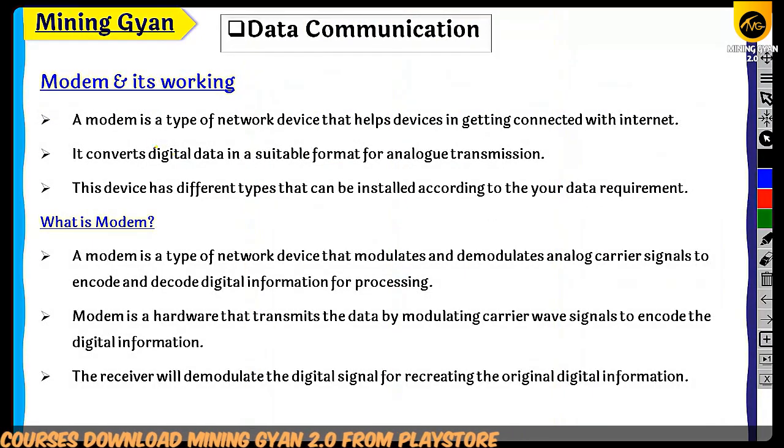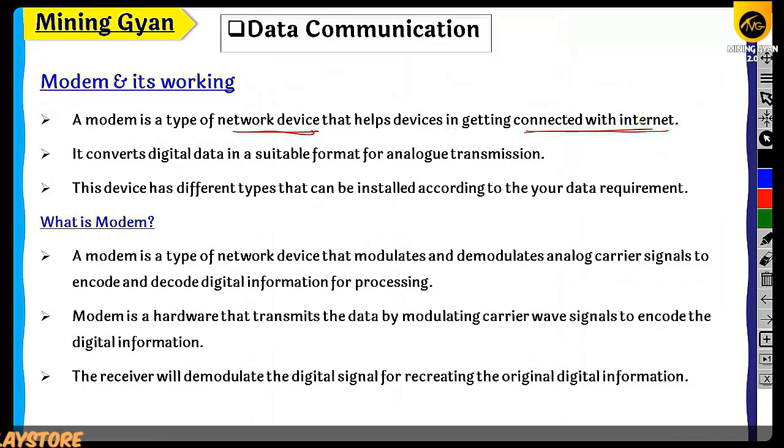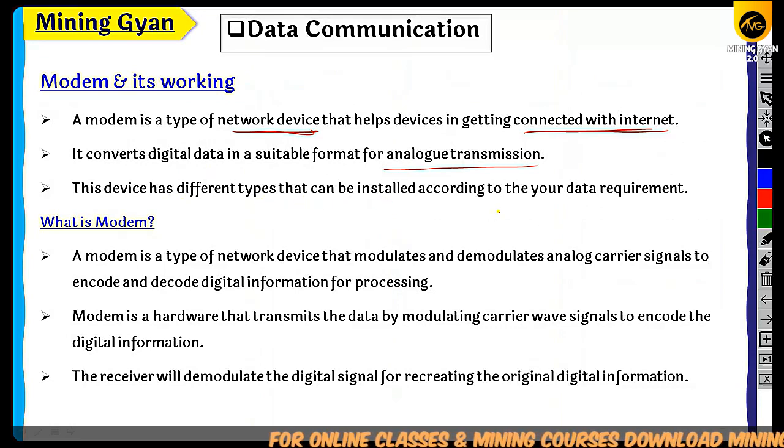A modem is a type of network device. Basically, it is the network device that helps devices get connected with the internet. Modems are used to connect devices to the internet. It converts digital data into a suitable format for analog transmission. This device has different types that can be installed according to your data requirement.